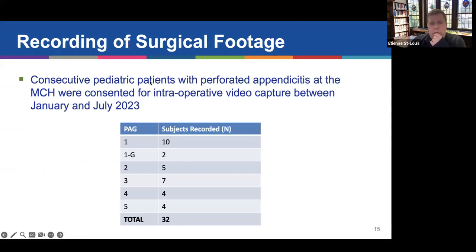So in terms of recording the surgical footage, as part of our local IRB for this study, we got authorization to seek consent from consecutive pediatric patients with perforated appendicitis at the Children's Hospital. Were consented for intraoperative video capture, and this was carried out between January and July 2023. And we were able to collect a good number of cases of footage. You can see we had a lot more simple appendicitis than we realized, so grade 1. But we have at least 4 in each of the categories of perforated appendicitis.